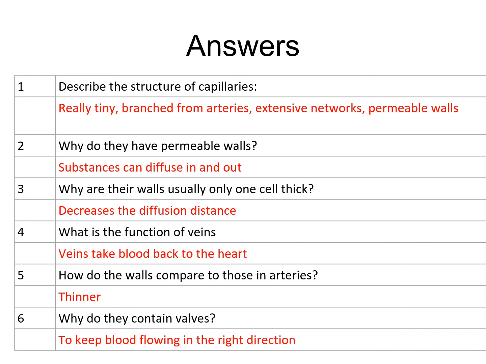Number four, the veins take blood back to the heart. Number five, they are thinner. And number six, the valves keep blood flowing in the right direction or prevent backflow.